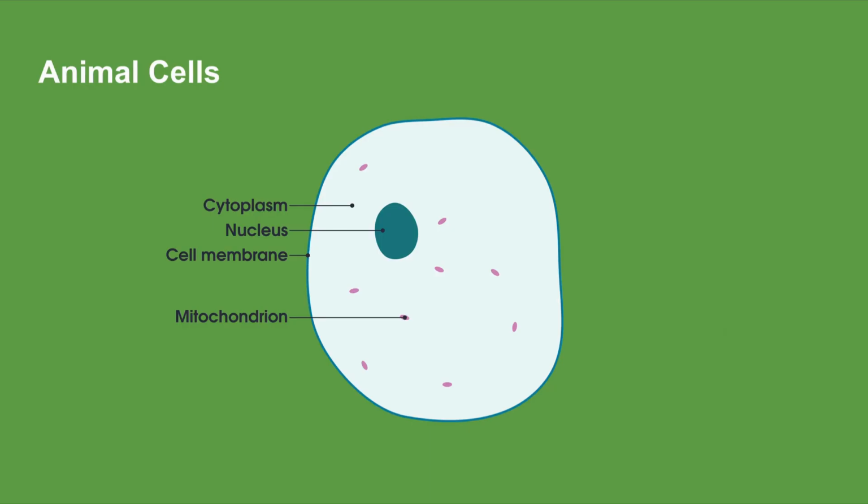Here is an animal cell. As you can see, there's a cytoplasm within the cell. There's a nucleus, which controls the cell's movement and contains the genetic material of the cell. On the outside is a cell membrane, which controls what enters and exits the cell by diffusion. And here is a mitochondrion, which releases energy for respiration.